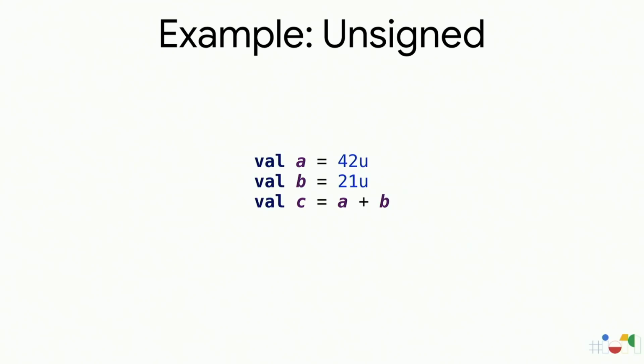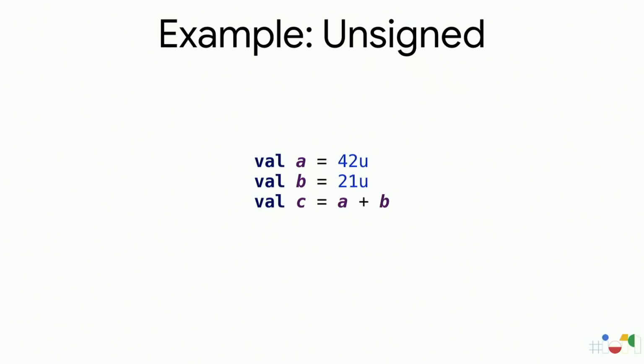So if you enable this experimental feature, here's how you can use the unsigned numbers. You can use the U suffix to declare a type to be unsigned. And under the hood, they're implemented using another experimental feature called inline classes. We're going to take a closer look at inline classes in a little bit, but first, let's take a look at this example. So I declare 2 unsigned numbers, and then I just add them.